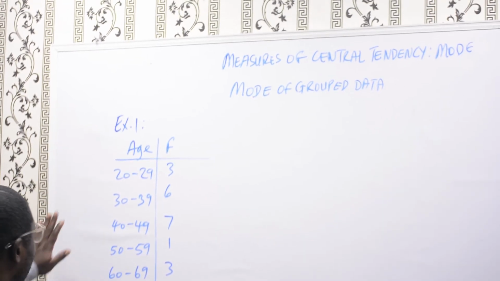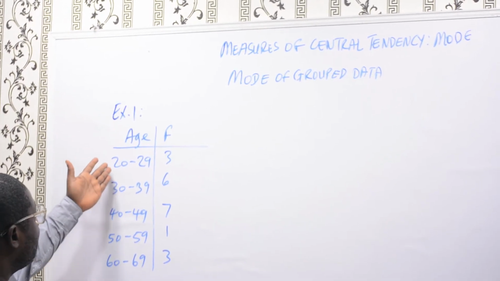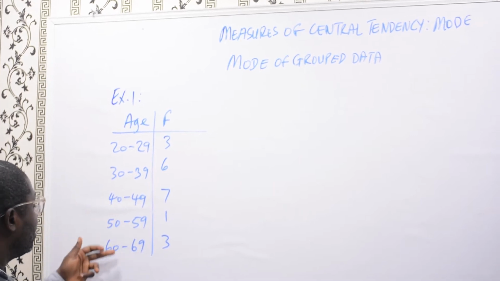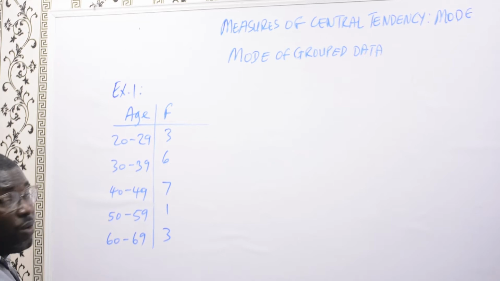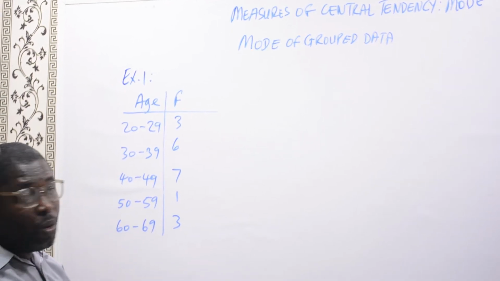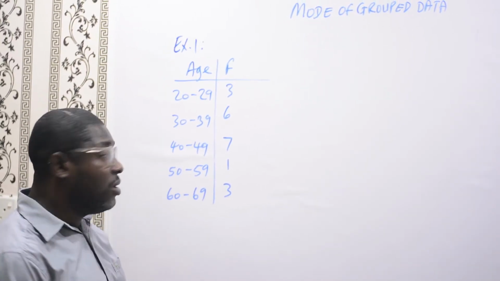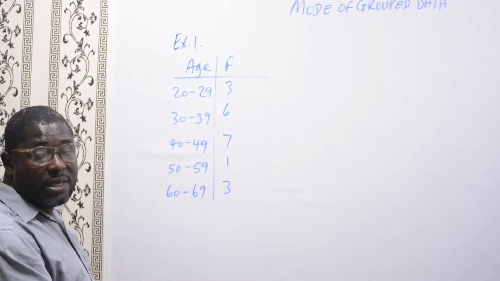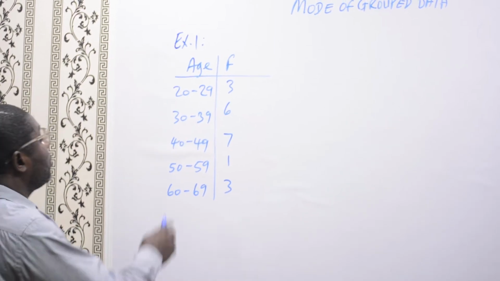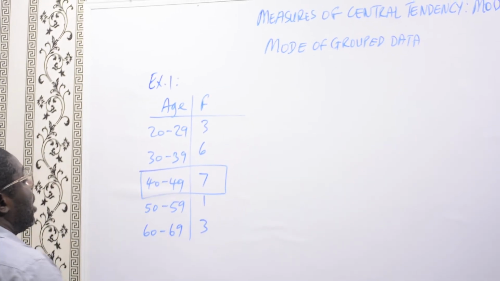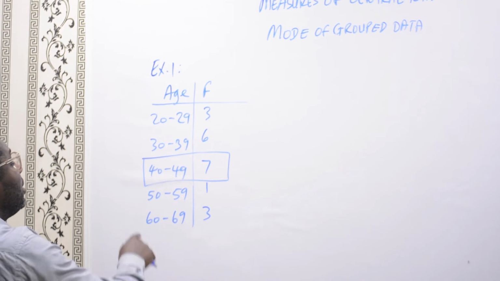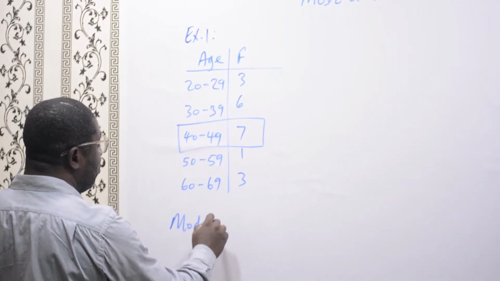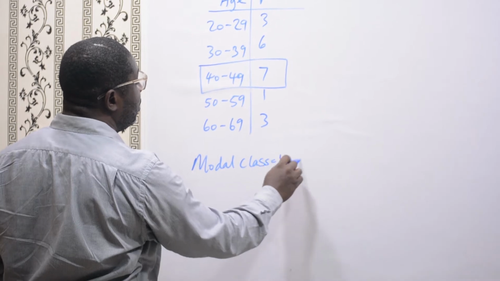Here we have the first example, and we have the age group 20 to 29, 30 to 39, 40 to 49, 50 to 59, 60 to 69, and the frequency given. What we need to calculate mode is to first of all identify the modal class. And the modal class is the class with the highest frequency. Looking at this table, which class has the highest frequency? Of course, this one. So 40 to 49 having the highest frequency of 7 becomes the modal class. So from here, I'm going to write modal class is 40 to 49.